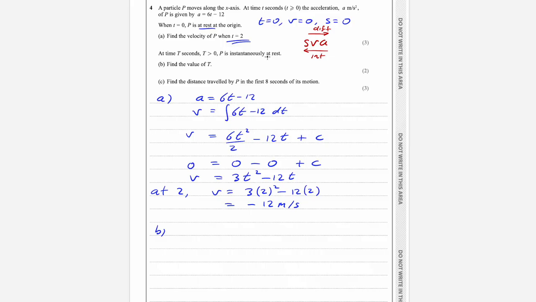Okay, instantaneously at rest means, guys, that the velocity equals 0. So first thing I'm going to write is velocity equals 0. At rest, that's what that means. He's not moving instantaneously because, I don't know what he's doing, but maybe if he bounced on the ground, just for that instant, you are not moving when you bounce. So v is equal to 0, so I'm just going to say 3t squared minus 12t equals 0.